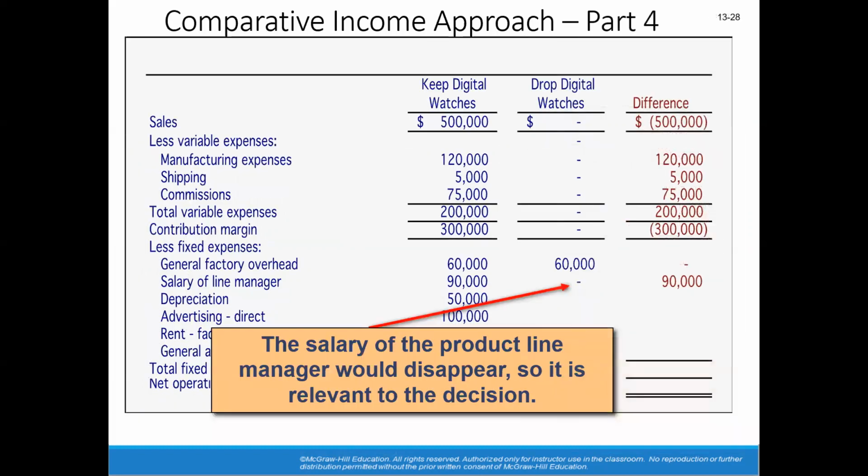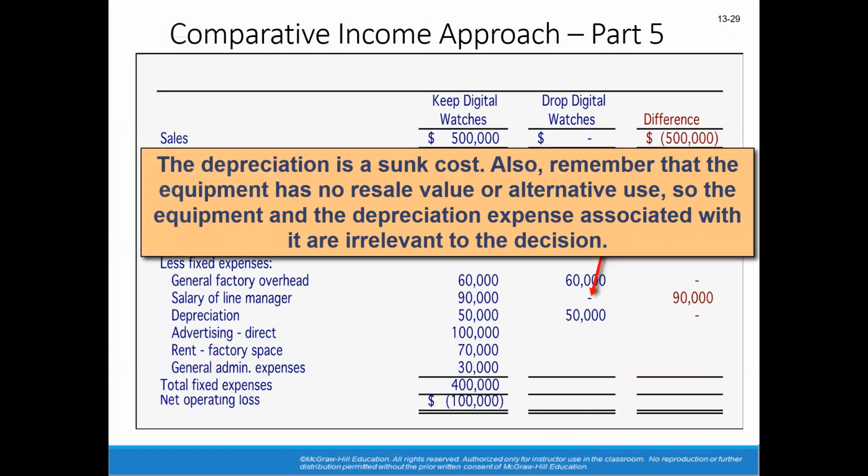The salary of the product line manager would disappear, so that's relevant to the decision. The equipment's already been bought, so depreciation is a sunk cost. The equipment's not going to have a resale value or alternative use, so that's an irrelevant cost. It's already happened.